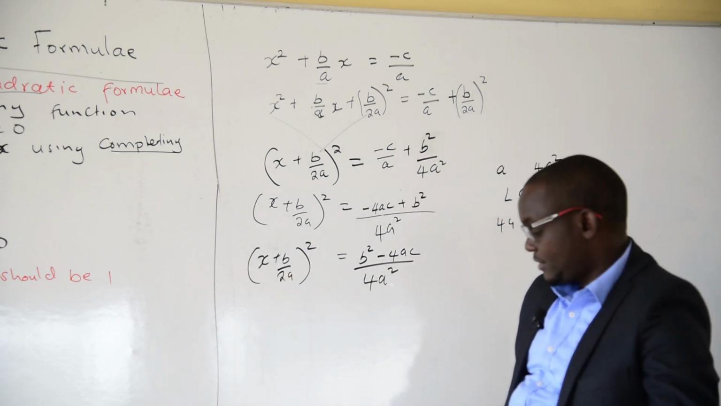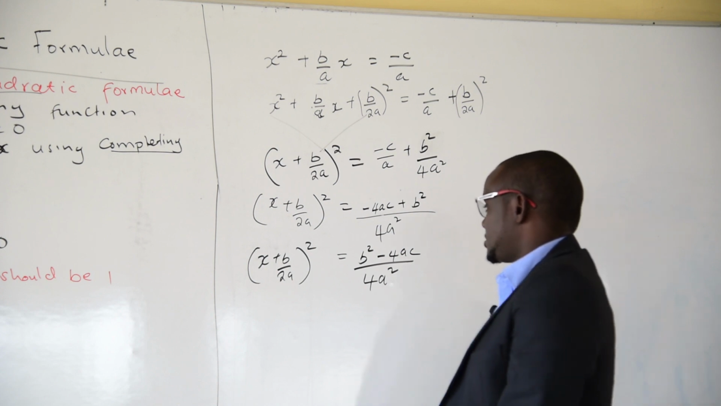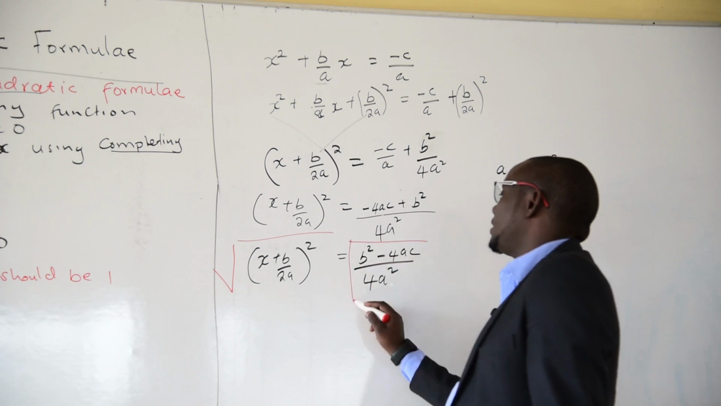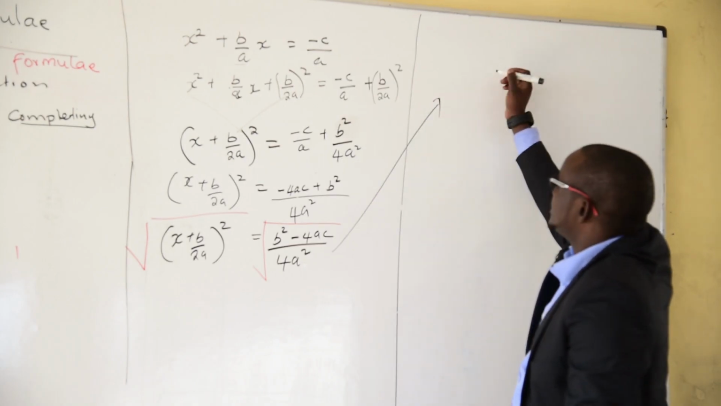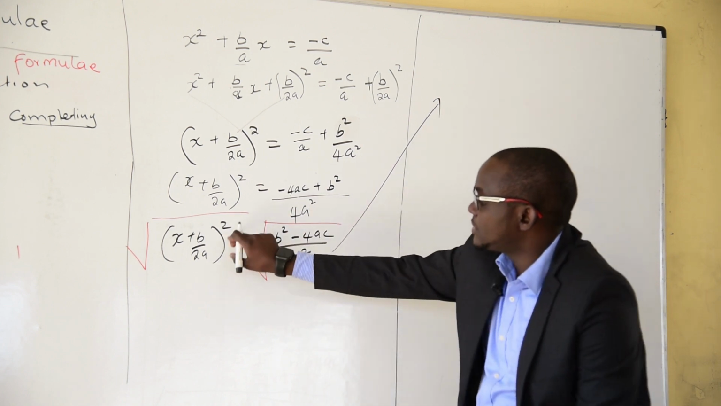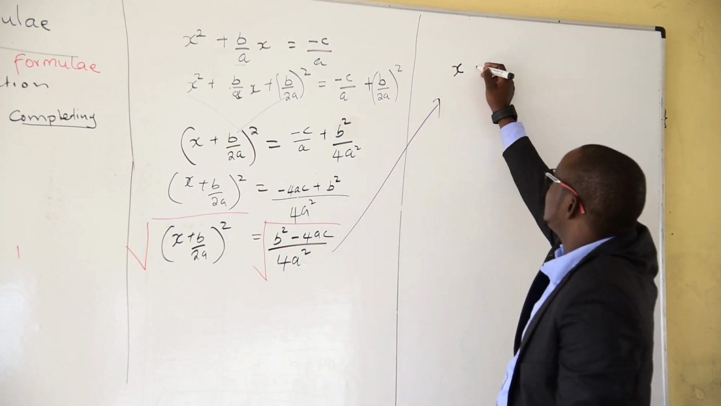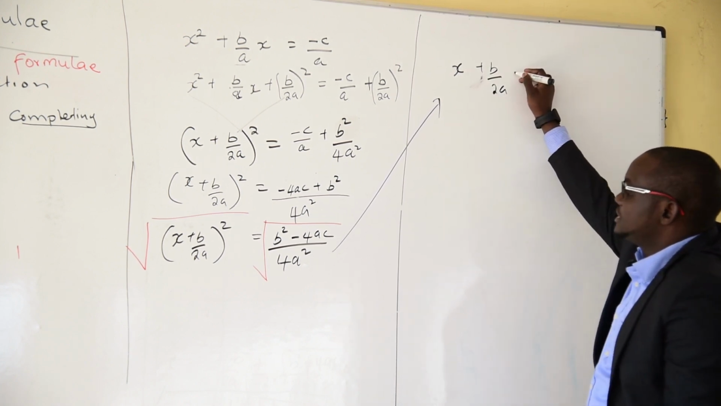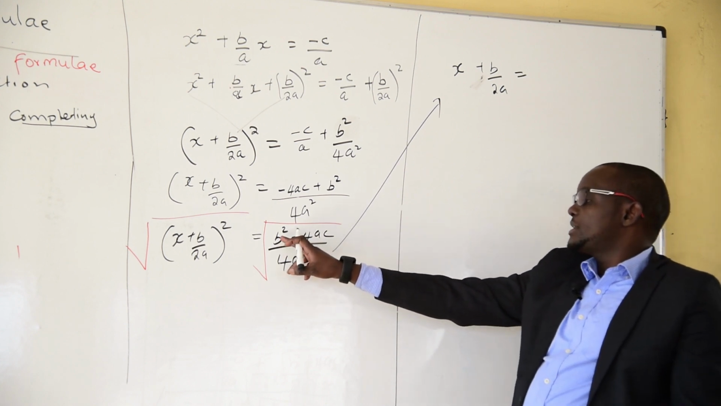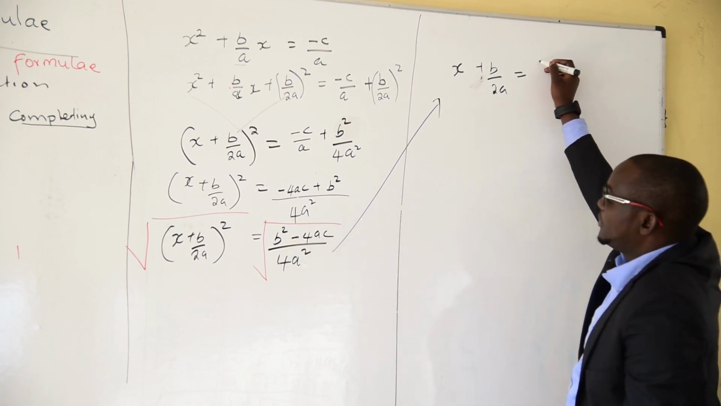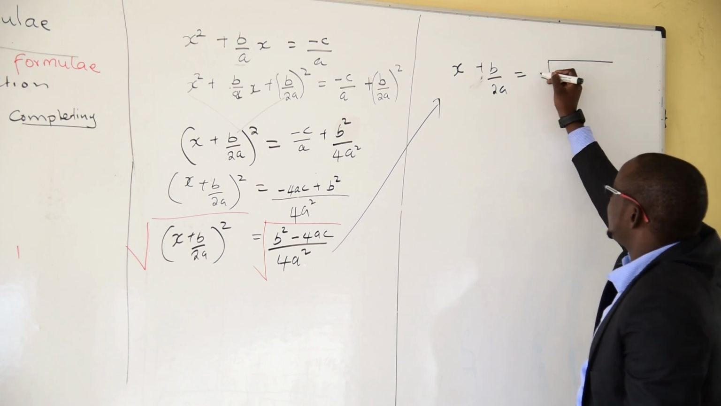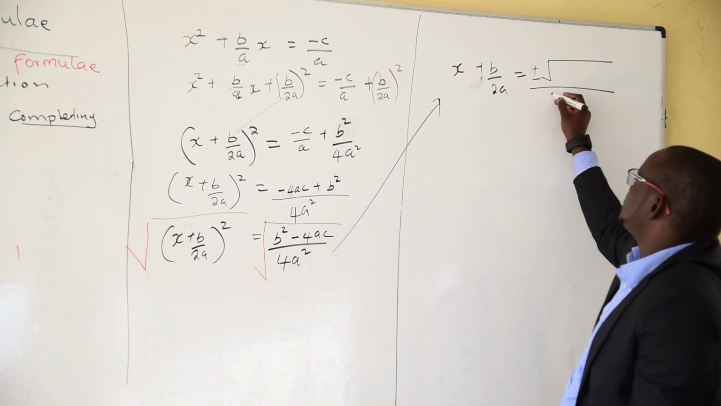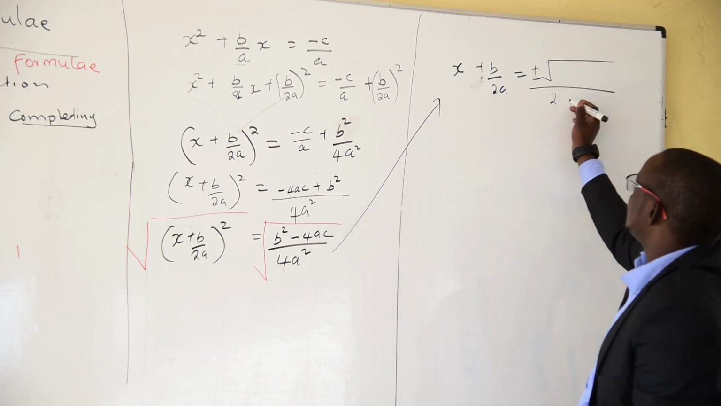Now to solve from there, we get the square root of both sides. The square root of the squared term becomes x plus b over 2a. This equals, for the numerator we can't get the square root, so the answer we get for the numerator will be plus or minus the square root of b squared minus 4ac. For the denominator, the square root of 4 is 2 and the square root of a squared is a.